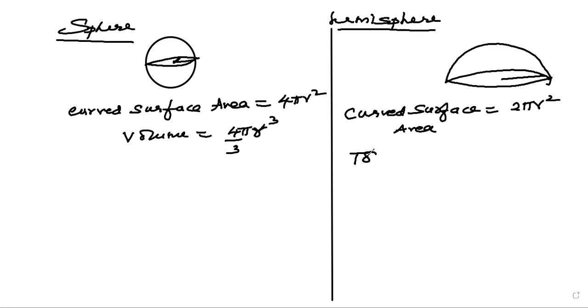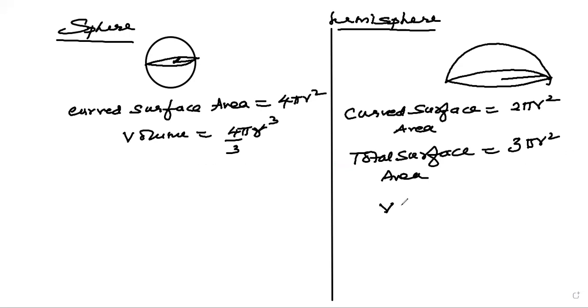So total surface area. Total surface area क्या आएगा बेटा इधर? 3πr², क्योंकि ऊपर का कर्व सरफेस एरिया 2πr² है, ऊपर से राउंड बॉटम सरफेस है इसका, πr². 2πr² plus πr² is 3πr².